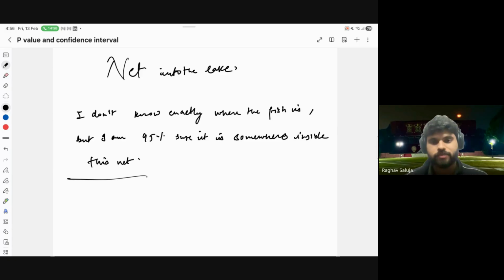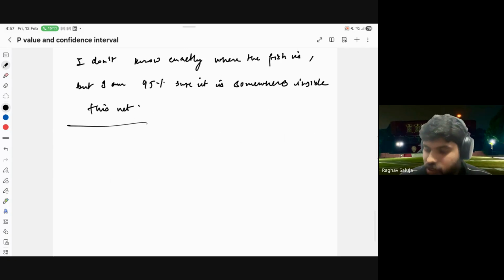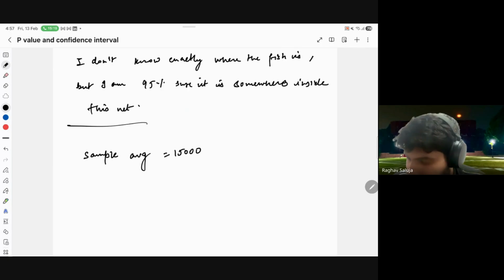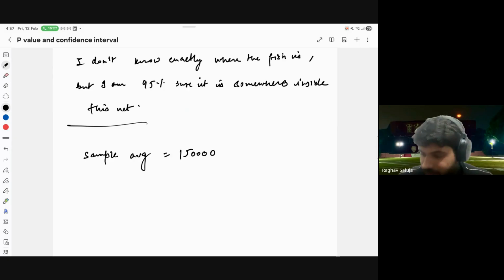Let's apply this to real life. Suppose you want to know the average salary of data scientists in India. You can't just go and ask everyone, right? So you ask 100 people, which is your sample. And let's say your sample average comes out to be 1.5 lakh. The problem is, is the real average of everyone this 1.5 lakh? Probably not exactly, right? So you calculate the confidence interval in this case.